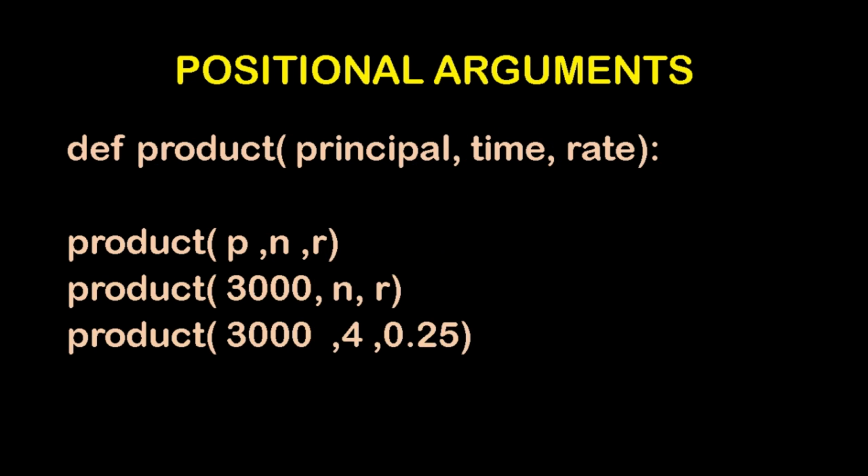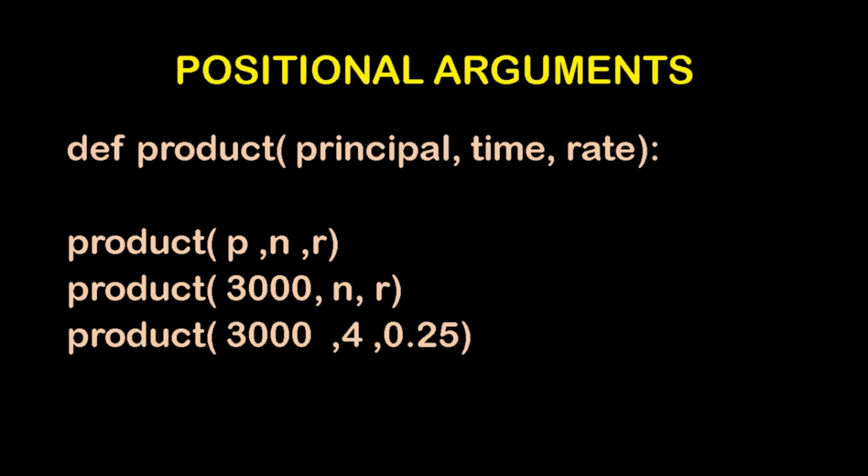def is used for defining a function. The name of the function is product here, and I am giving three parameters: principal, time, rate. We are going to calculate the simple interest. I am just giving the name of the function as product. We are multiplying. In the function call, you can give it like product(p, n, r). These three variables will have some values, and we are passing the values through p, n, r. So p, n, r are the arguments, and principal, time and rate are the parameters.